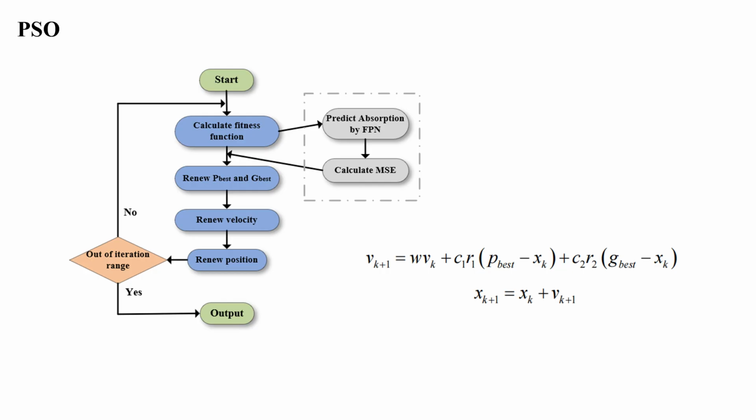Here the key to the PSO method is just in this function, where V is the velocity, and W is the weight of velocity, and R is the random coefficients, and P best is the historical best position of the particle, and G best is the global best position of the particle. So X is of course the position of particles.